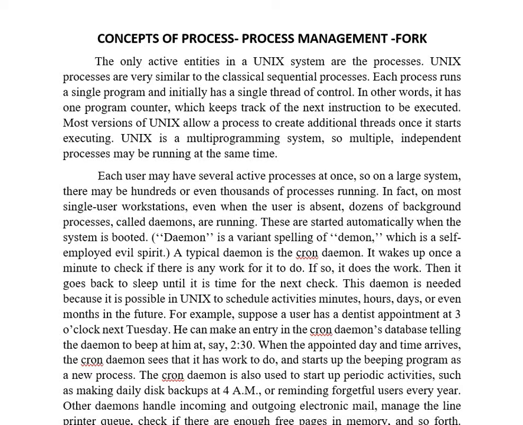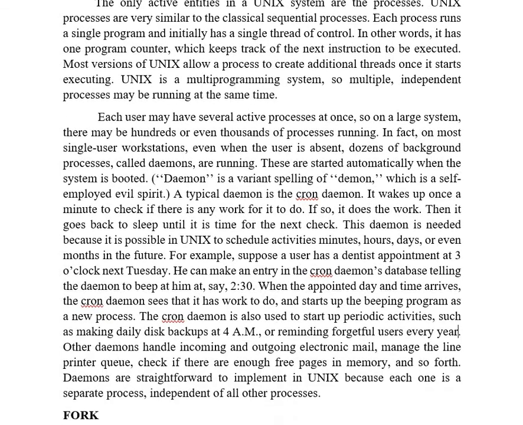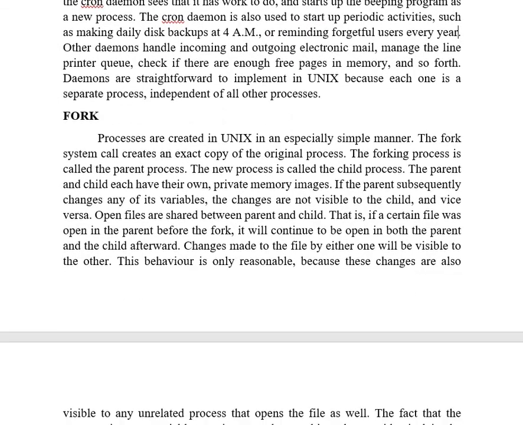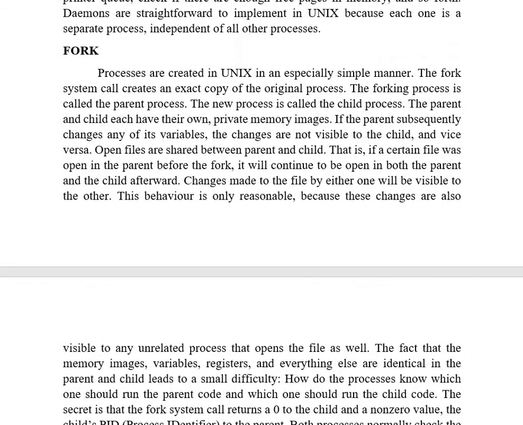The cron daemon is also used to start up periodic activities such as making daily disk backups at 4 a.m. or reminding forgetful users every year. Other daemons handle incoming and outgoing electronic mail, manage the line printer queue, check if there are enough free pages in the memory, and so forth. Daemons are straightforward to implement in Unix because each one is a separate process independent of all other processes.